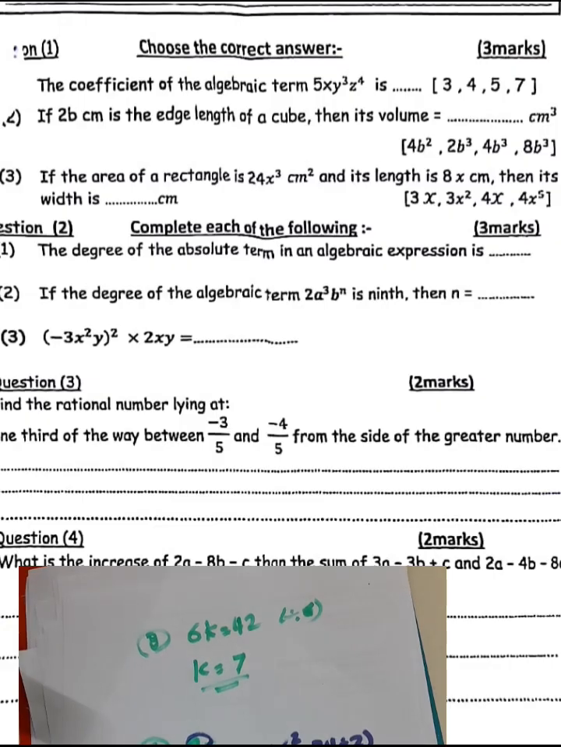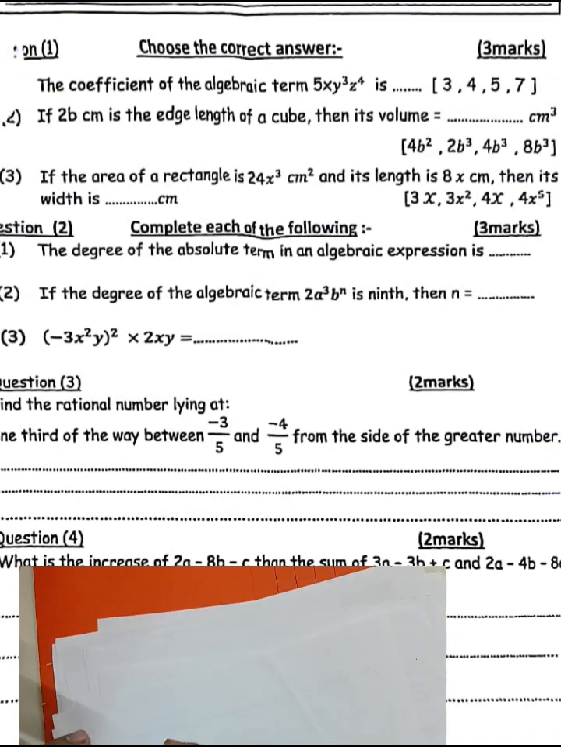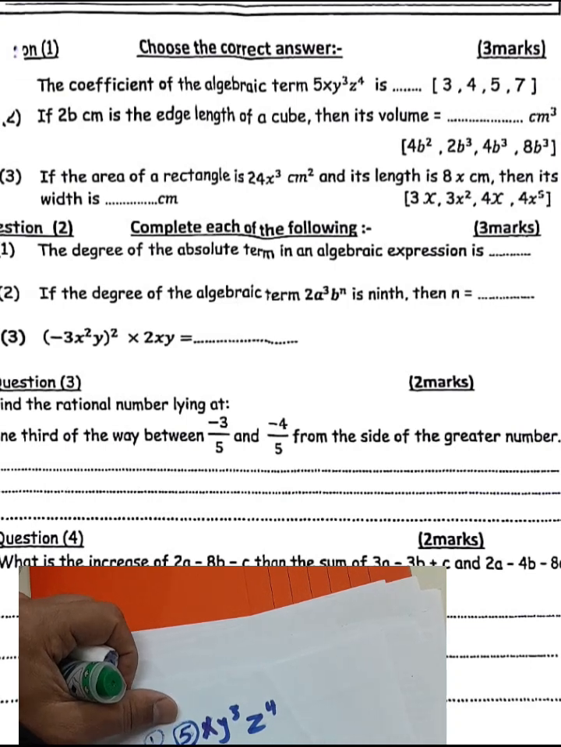Choose the correct answer. The coefficient in the algebraic expression 5x power y power 3, z power 4, the coefficient here is 5. Question number 1, we have this expression 5x y power 3, z power 4. 5 here we call it the coefficient, or we call it the numerical factor.